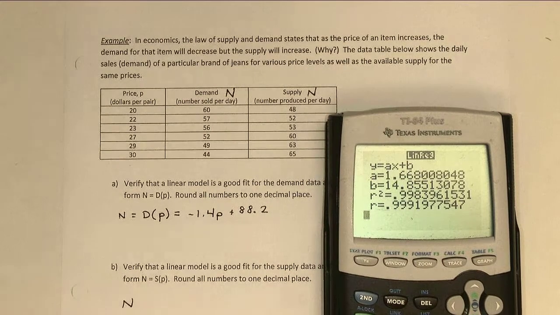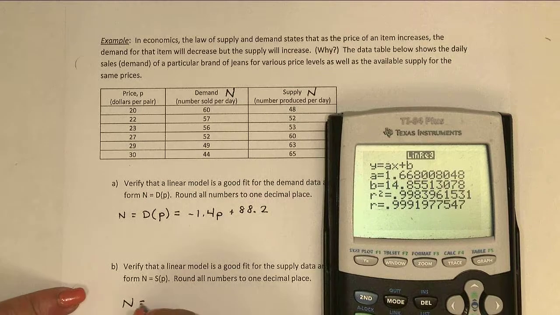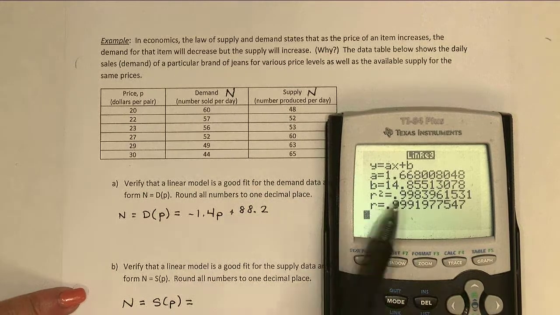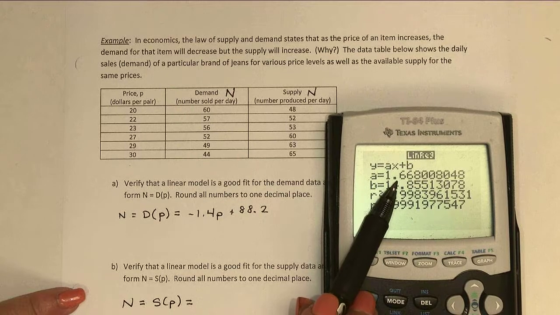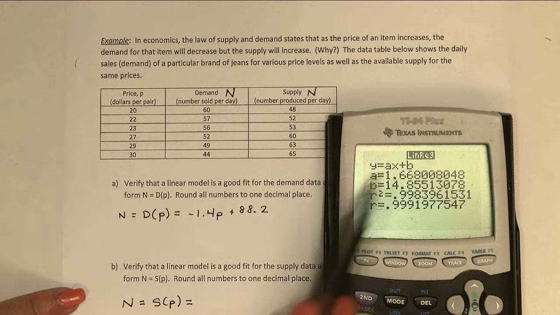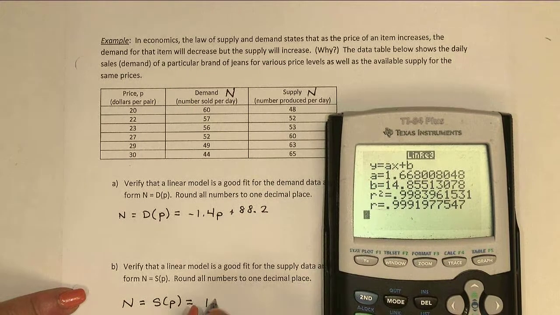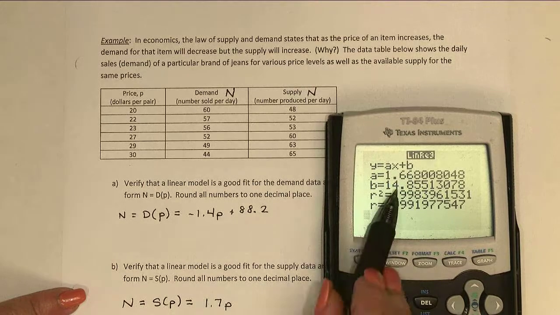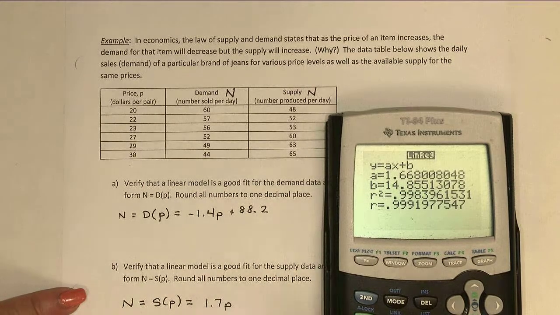The number of pairs of jeans for manufacturers at each price, S of P, is modeled, rounding to 1 decimal place, as 1.7P plus 14.9.